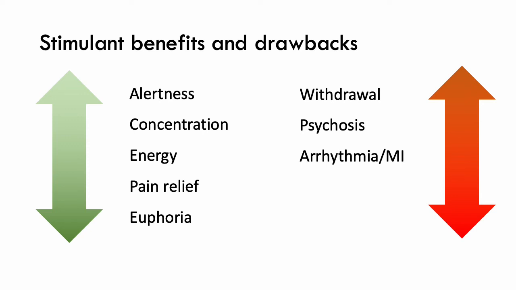With any substance that causes elevated heart rate and blood pressure, you have concern for arrhythmias and myocardial infarctions. Pulmonary hypertension is another known and potentially very serious complication of chronic stimulant use, and we see this more and more lately, especially with methamphetamine. And of course, heart failure, which is a growing concern, as you saw on that map.